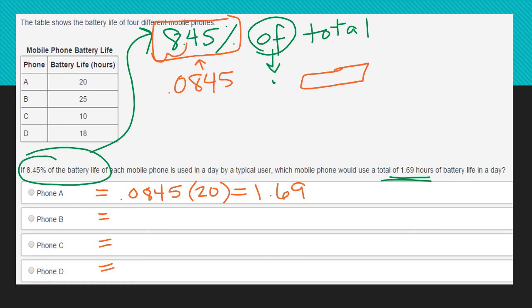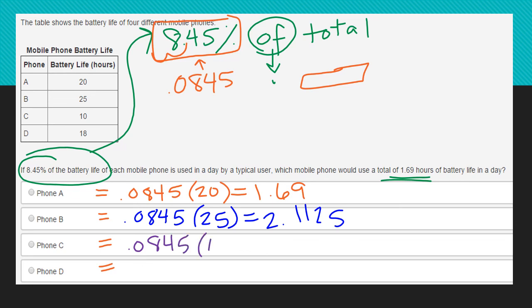Now if you go to B, same type of idea. Take your percentage and multiply that by your total, which is 25. You should see 0.0845 times 25 is 2.1125. Now take phone C. Phone C, 0.0845. C is 10. Remember the trick with 10. When we're dividing, we go to the left like we saw in the previous example. When we're multiplying, we take our decimal and move it over to the right one if it's a multiple of 10. So this means we have 0.845.